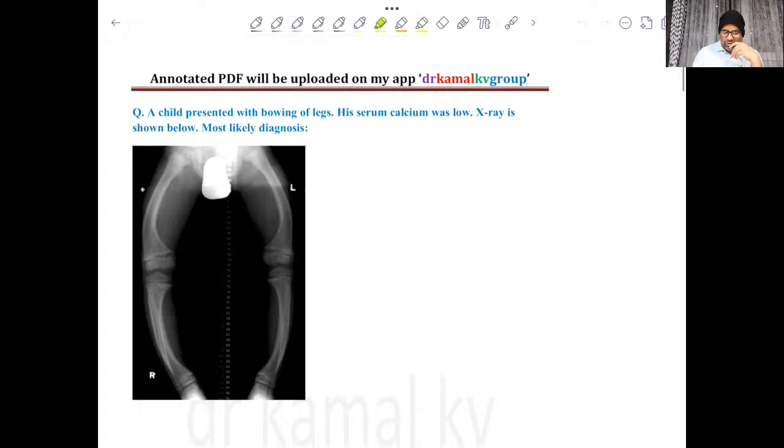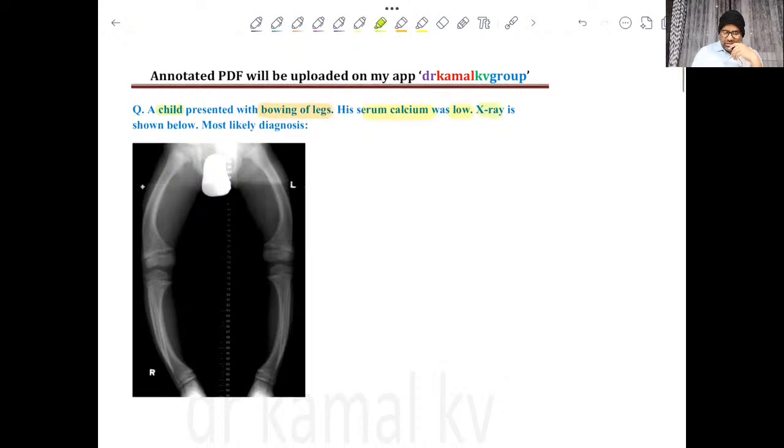So the very first question was about a child who is having bowing of legs. Based on these different features, the clinical diagnosis was asked, right? So a child with bowing of legs, and again in the x-ray we can see the classical genu varum deformity. Clear? So this is the genu varum deformity here, and serum calcium is also less.